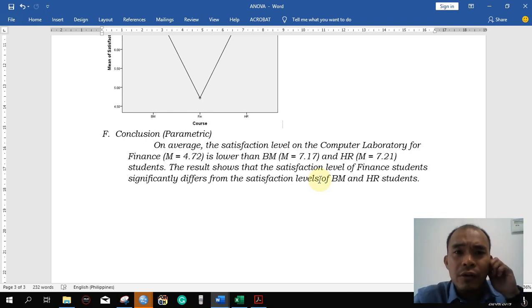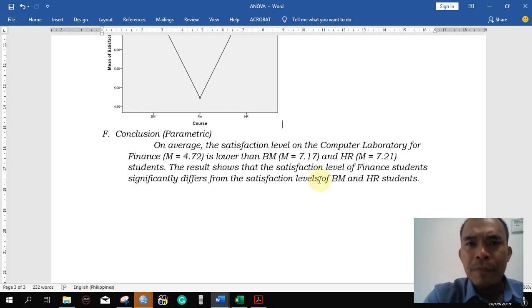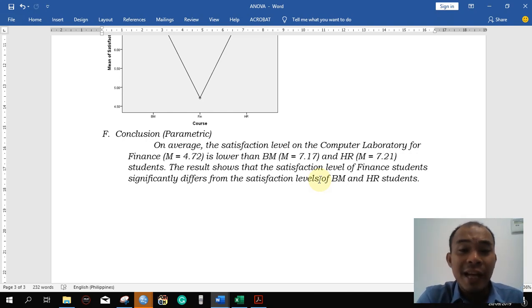So what is the implication here? Probably finance students are not satisfied with the computer laboratory, and then the question is why? Why are the finance students not as satisfied as the BM and HR students? So we can conduct another survey, a qualitative survey or a quantitative survey, to identify the factors why the satisfaction level of the finance students differs from the other students.